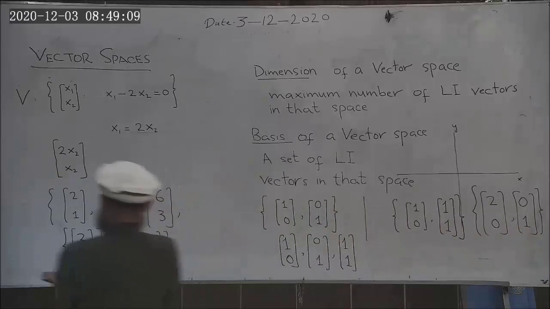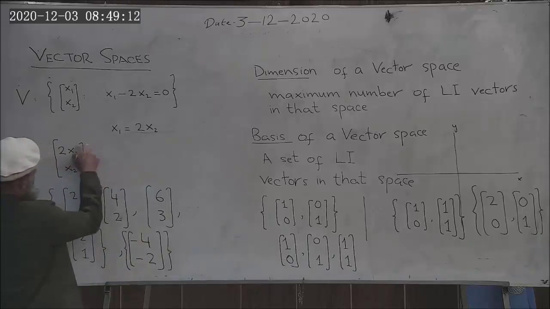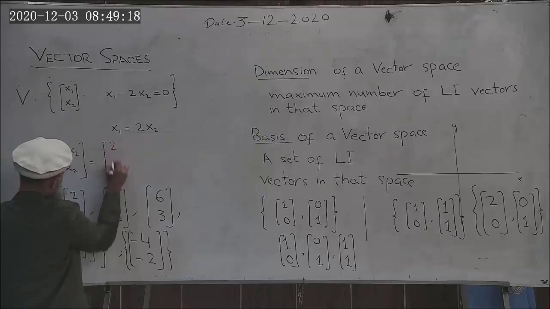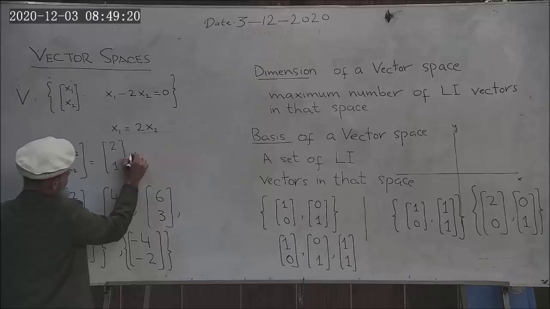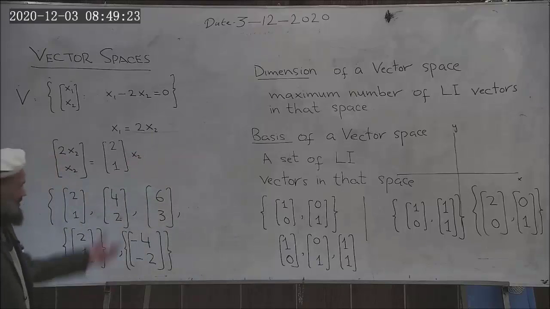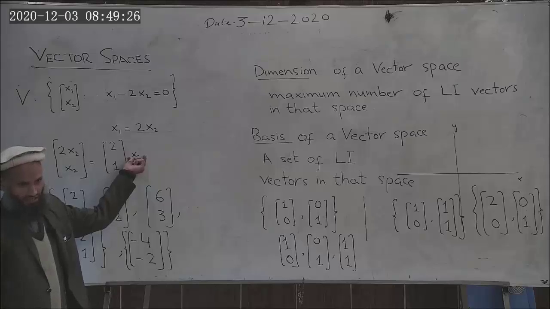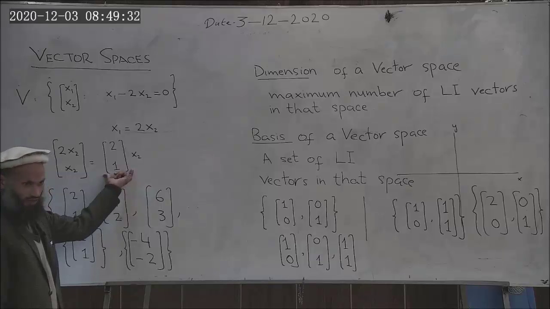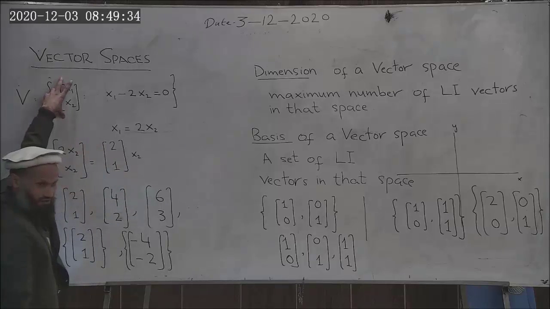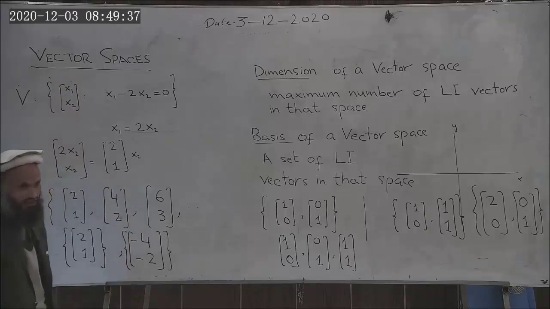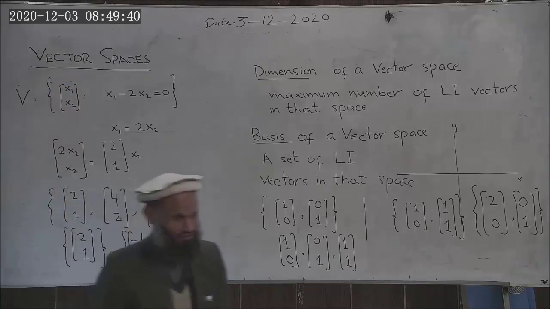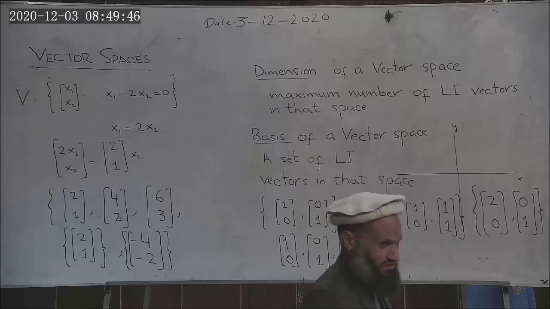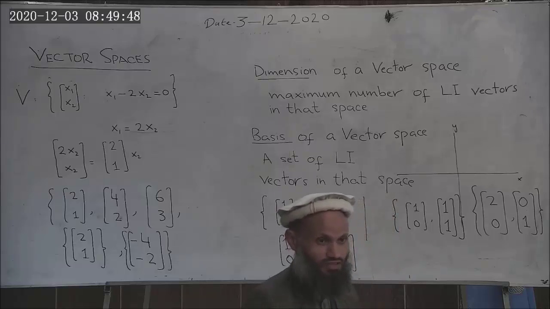So I can rearrange this. This is the general form. I can rearrange to write it like this one: (2, 1) times x2. Can I write it like this? What is x2? x2 is any real number. So any real number will always be multiplied by this vector to be an element of this set. So there is only one linearly independent vector in this set, and any of them can be taken as a basis set. Any one of them.